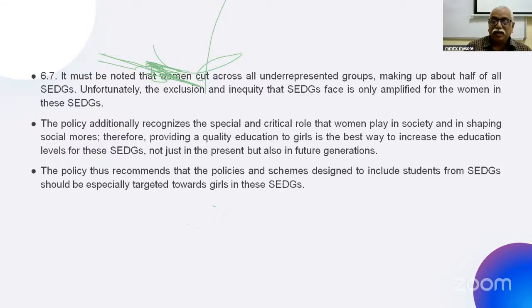Unfortunately, the exclusion and inequity that SDGs face is only amplified in these SEDGs. So the policy has reviewed the present situation and said that even though they are identified, they are still not able to get the requisite facilities. The policy additionally recognizes the special and critical role that women play in society, and social mores and other factors need to be looked into and given importance. So quality education for girls is the best way to improve all these factors.